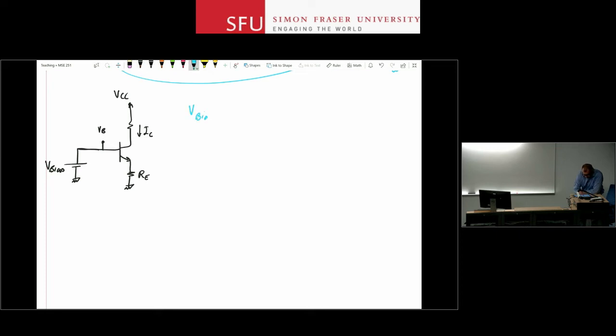So you write your KVL: V bias is VBE on plus IE RE, right? And you're aiming for a given IC. You can actually calculate IC right away from here. So IC is going to be V bias minus VBE on, divided by RE times beta over beta plus 1. Sorry, beta plus 1 over beta. Okay?